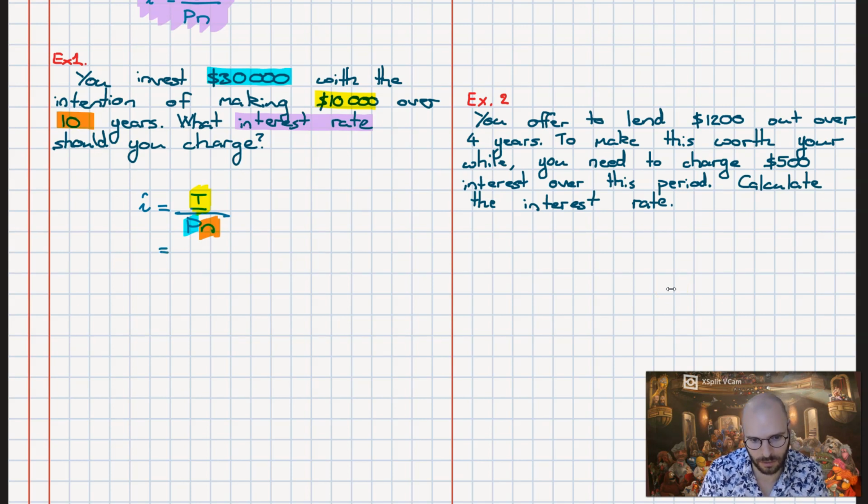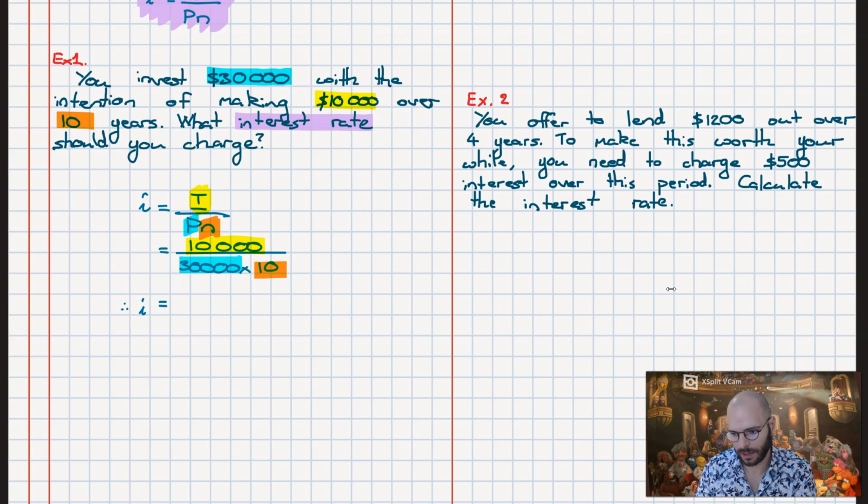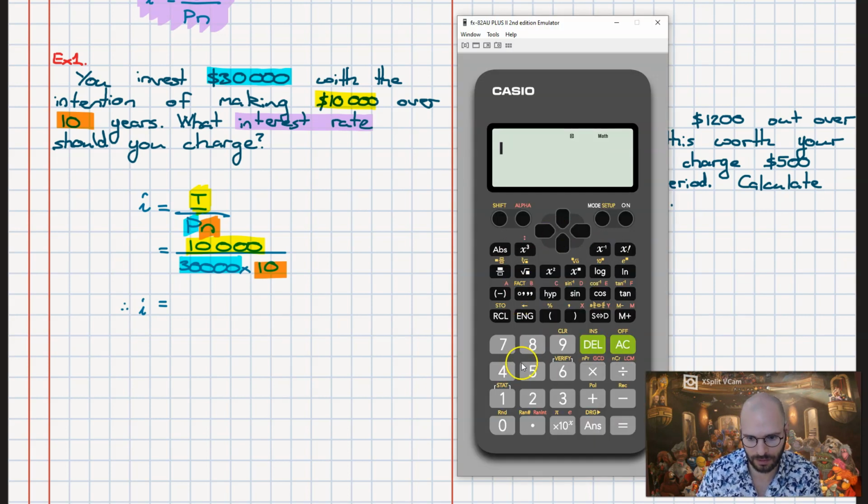So it's simply a matter of substituting in these values. So I'm going to go 10,000 divided by 30,000 times 10 for the years we charge. Now comes the part where we use our calculators to solve this. So up comes the calculator and we put in our values. We go for the fraction 10,000 divided by 30,000 times 10. That equals 1 over 30.